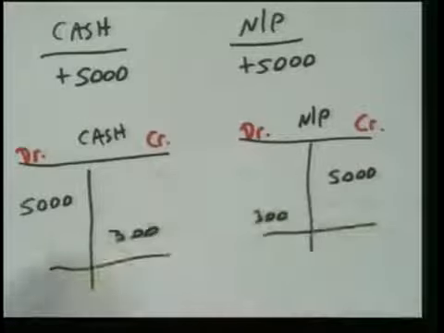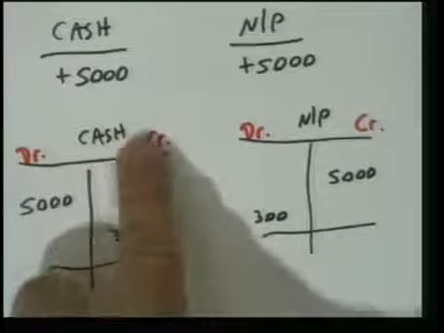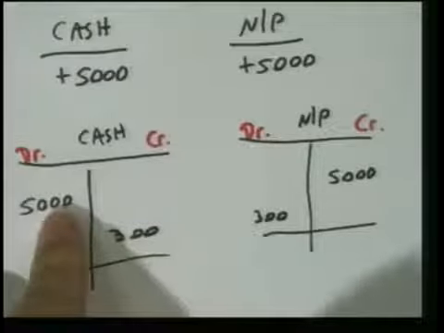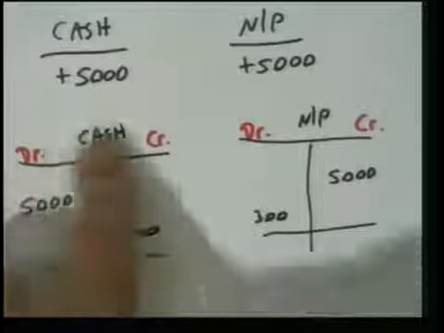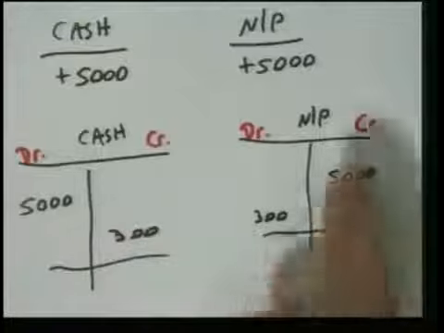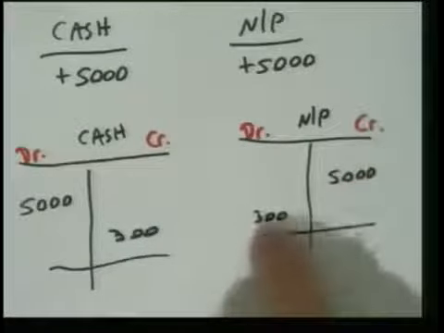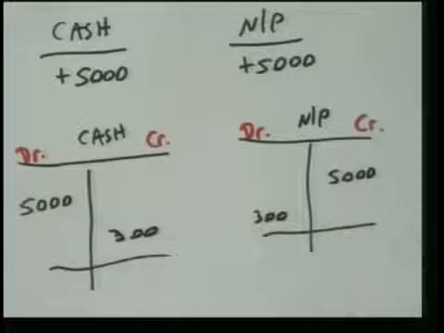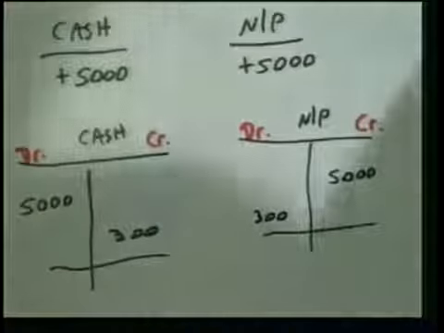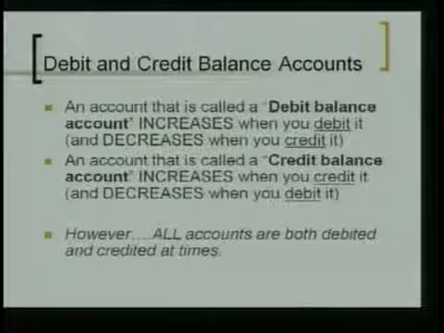So all accounts are debited and credited. We just have to know that cash is a debit balance account. Thus, debits increase it and credits decrease it. And notes payable is a credit balance account. Thus, credits increase it and debits decrease it. You with me? I know I'm throwing a lot of information at you folks.